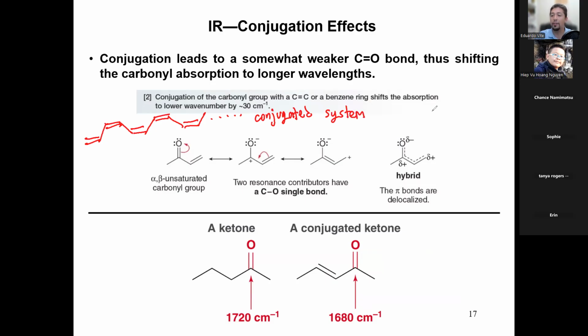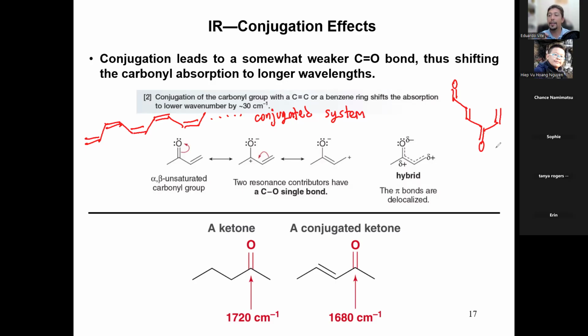We call it conjugation. And this can happen as long as it's a double bond and a single bond alternating. So you can also have it with a carbonyl, single bond, and then a double bond, single bond, and then like another carbonyl, and then another single bond, and then another double bond. This is also a conjugated system because you have alternating single and double bonds. So you need to know what a conjugated system is.